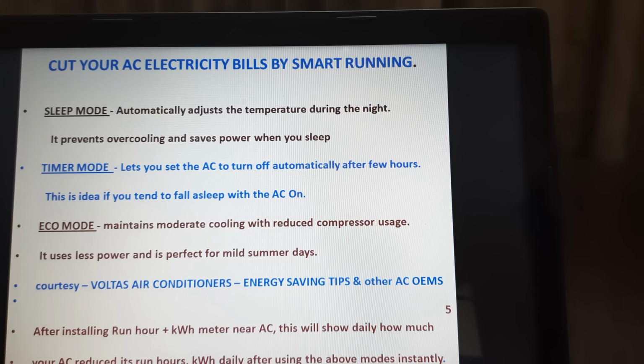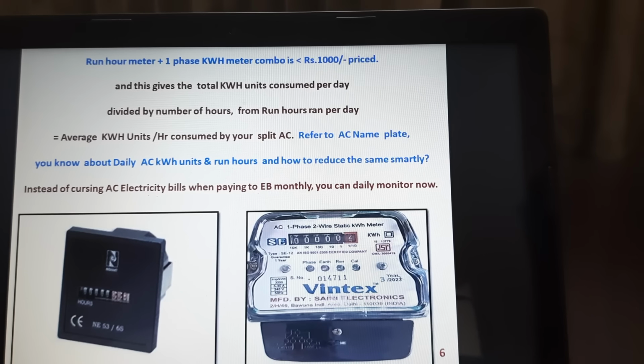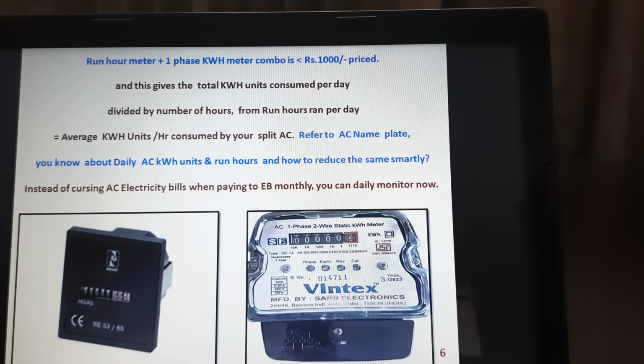After installing this runner and kWh meter in your air conditioner, you can see the difference by smartly running your AC daily. The runner and single phase kWh meter is just 1000 rupees, a combo meter, and it can be installed at the incoming of your AC in the premises. It will show the number of hours the AC has run per day and the total units consumed. Ultimately, the units per hour of the given AC will show whether it is as per the nameplate, or if there is any deviation, you can check with the service team.